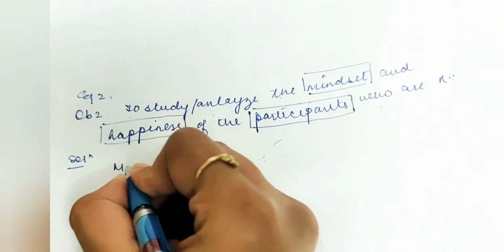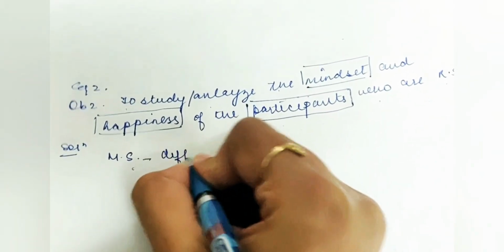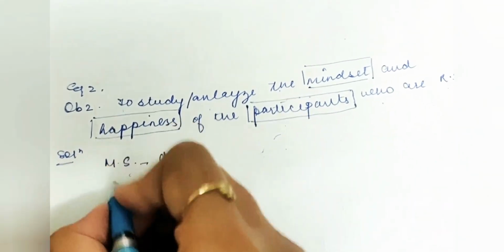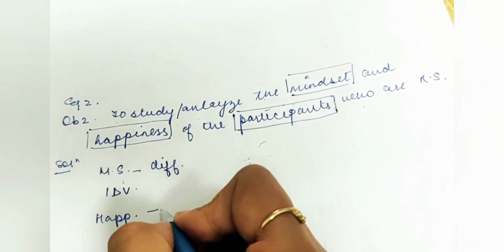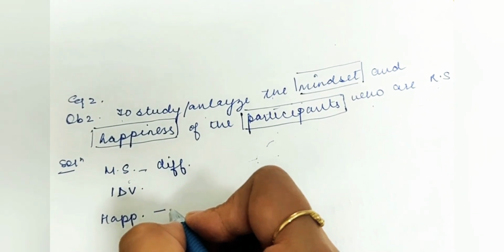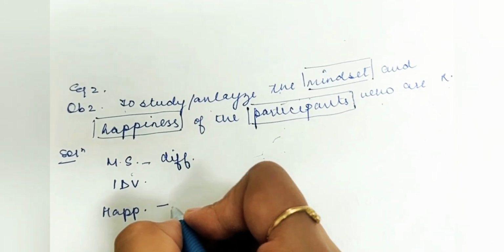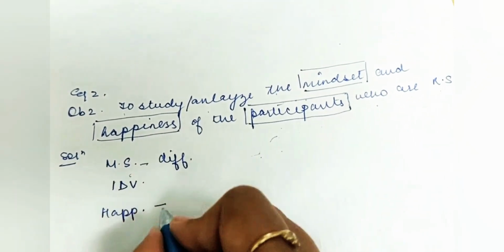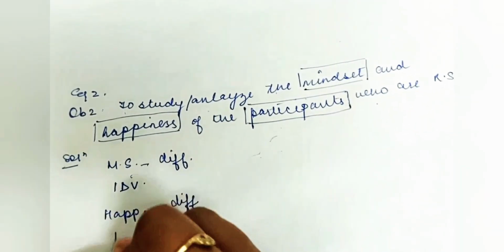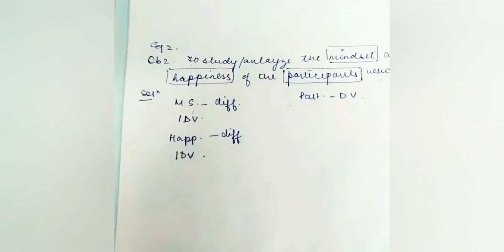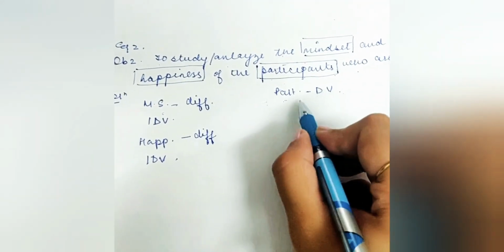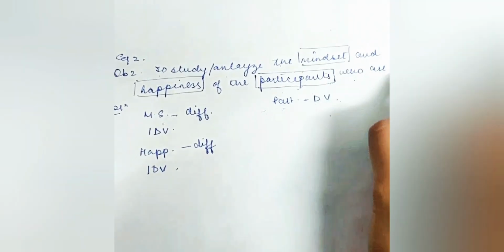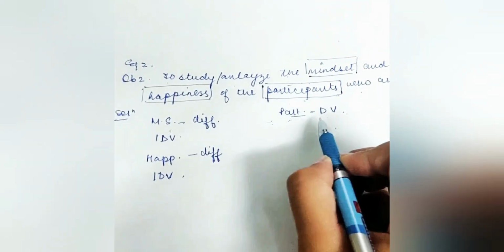Now mindset. Again, mindset will differ person to person according to the situation. So one independent variable. Happiness. Happiness also differs. It will not be the same for every participant. Somebody is happy, somebody is overexcited, sad, or did not like anything. Happiness also differs. So this will be another independent variable. Participants are dependent variable because these cannot be changed. These are fixed. Participants who are research scholars. Okay, so this is dependent variable.